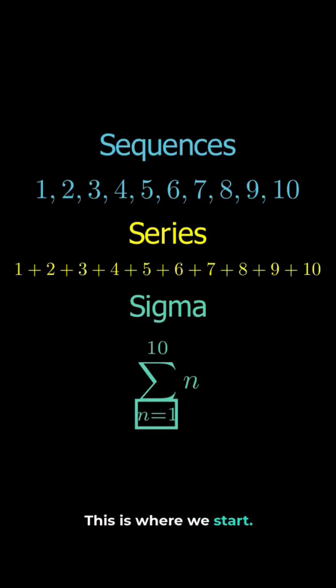Now, this lower value is known as our lower limit. This is where we start. In this case, we're starting at 1. And then this value at the top is known as our upper limit. This is the place where we want to stop.